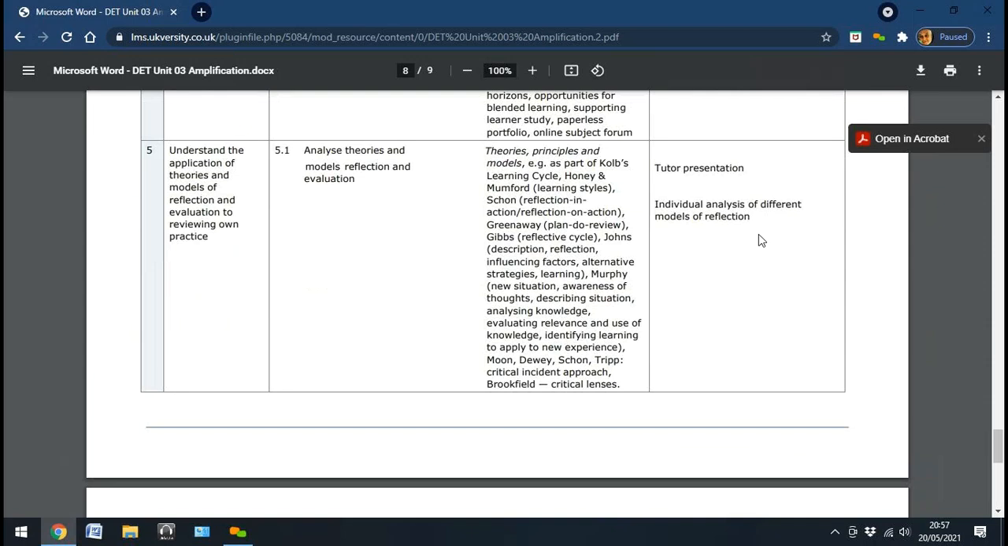Now, 5.1 is slightly different in that it looks at analysing theories and models of reflection and evaluation. And this is aimed at yourself. But you look at, as I mentioned before, things like learning cycles, learning styles and so forth. But it also looks at how you reflect on the work that you do.